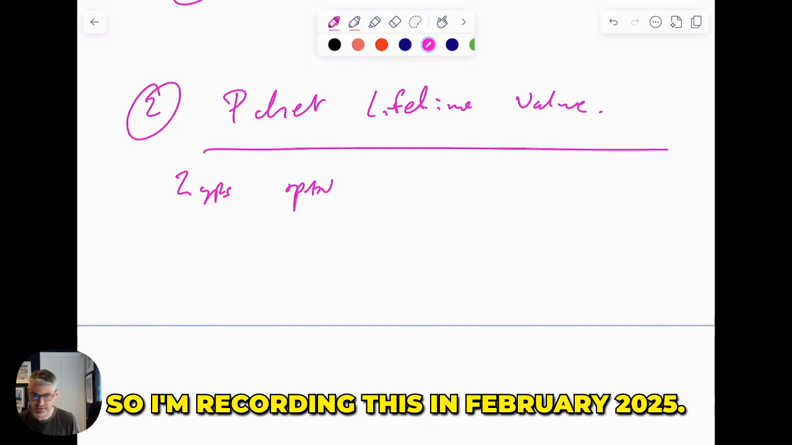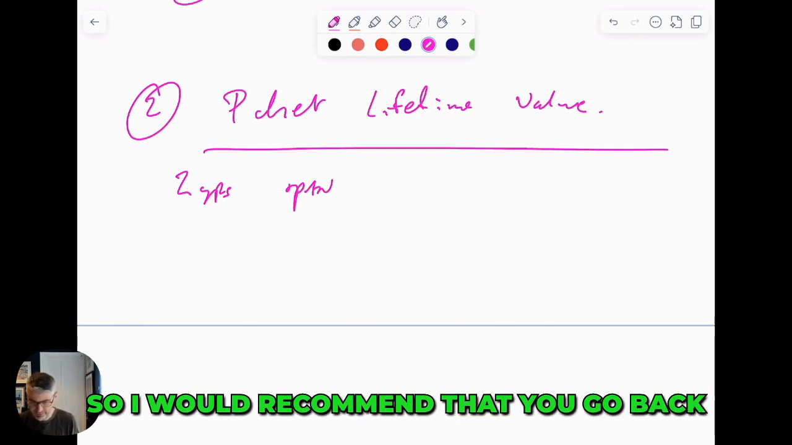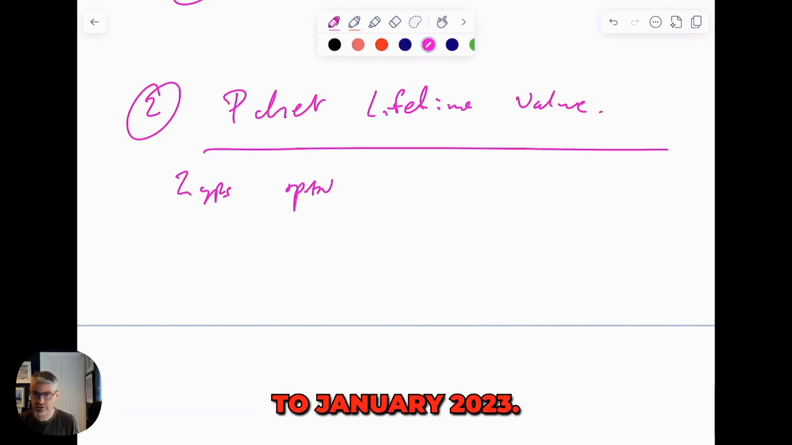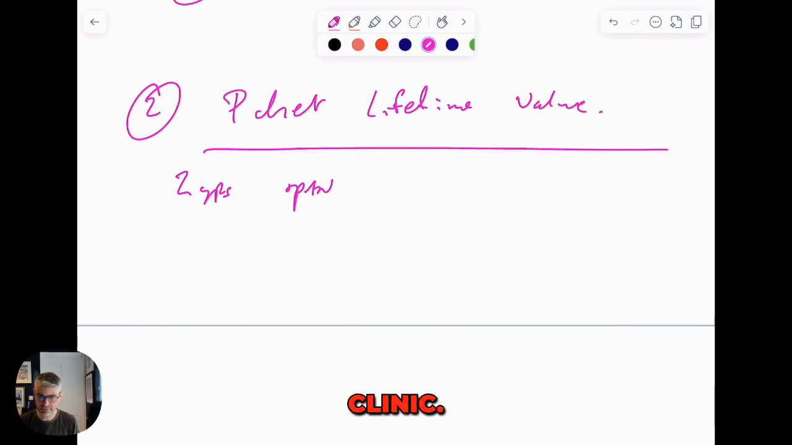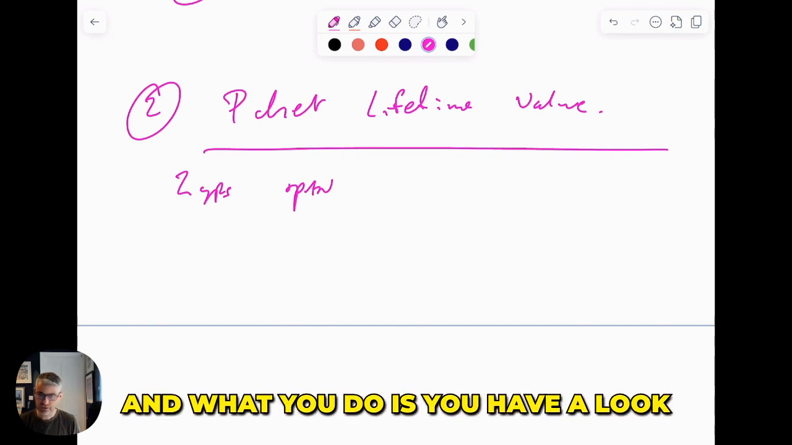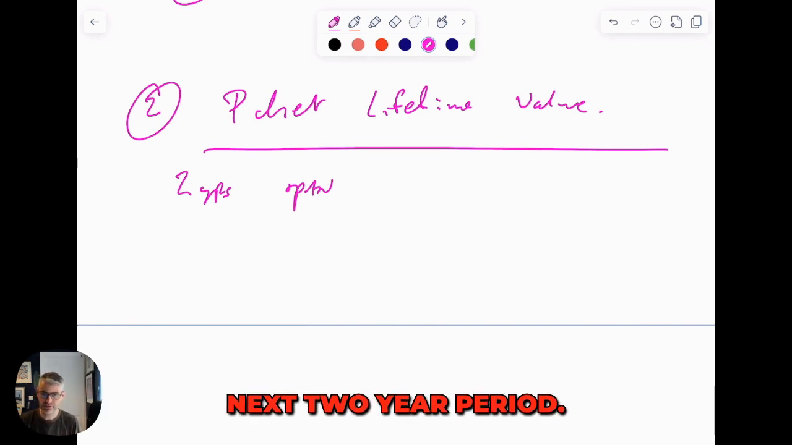I'm recording this in February 2025, so I would recommend that you go back to January 2023 and you look at the first 20 new patients that came into your clinic. And what you do is you have a look and see how much they have spent over that next 2-year period.